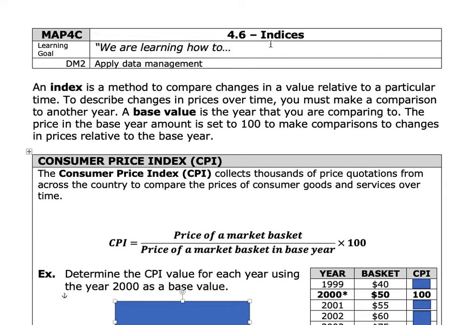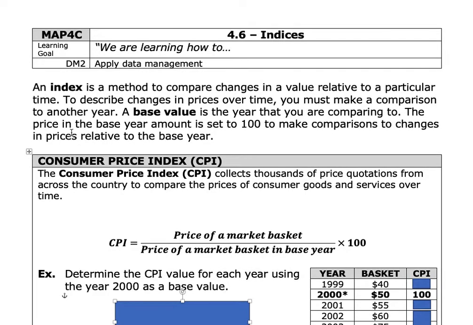MAP4C 4.6 Indices. An index is a method to compare changes in a value relative to a particular time. To describe changes in prices over time, you must make a comparison to another year.